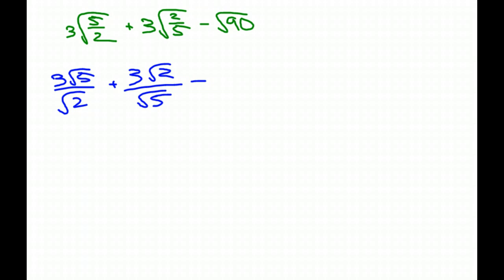Okay. Square root of 90. Can that be simplified? Yeah. Into what? 3 square root of 10. 30 and 3, right?